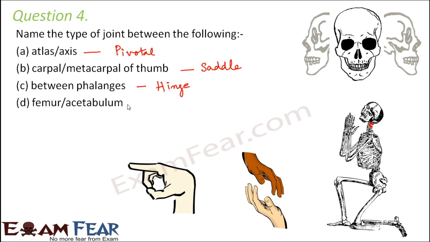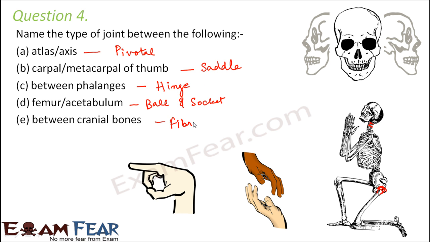Between femur and acetabulum. So this is femur and this is the socket, that is acetabulum. What type of joint is present? The head of the femur is like a ball and the acetabulum is like a socket. So this is ball and socket joint. Between cranial bones. So the bones of the skull, because of which the skull is not movable. So that is fibrous joints.